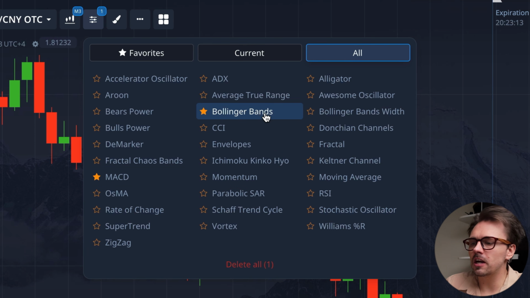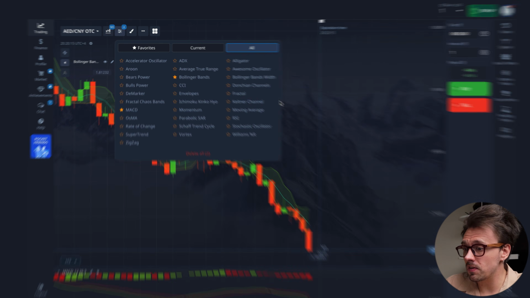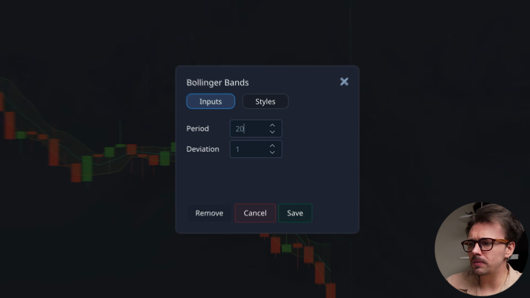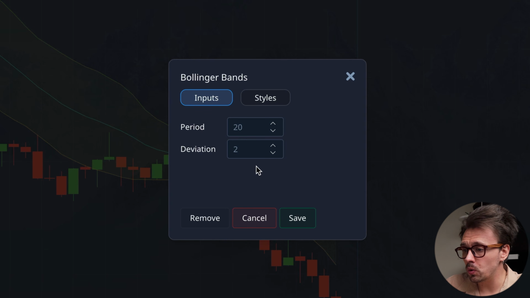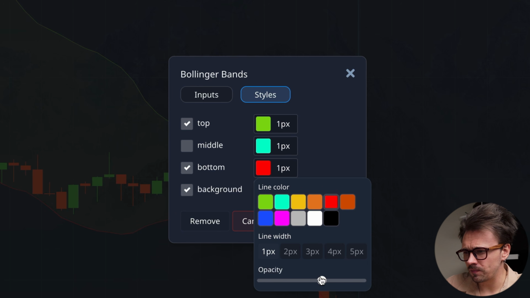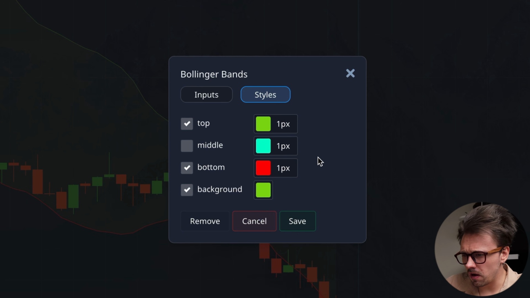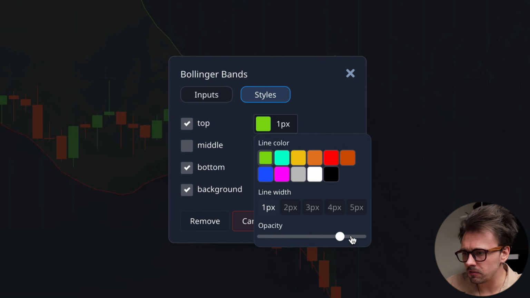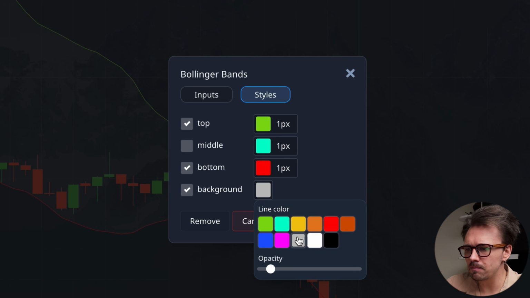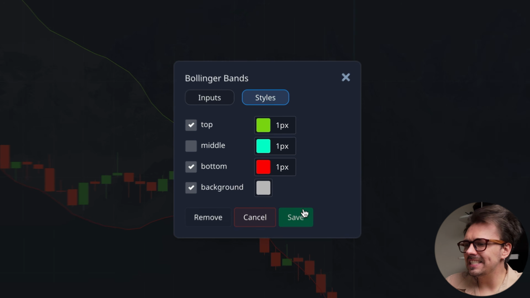The core indicators are MACD and Bollinger Bands. They work great together. Adding Bollinger Band settings: period 5, deviation 2. These are standard settings that show the price corridor and levels for reversals. For style, I remove the middle line, leave only the upper and lower channel borders, color them green and red, and make them bolder.